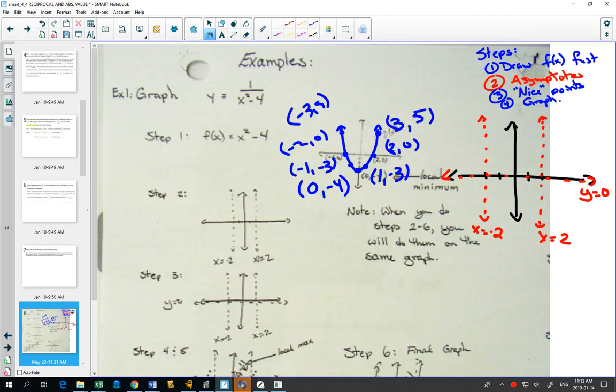I have a bunch of nice points on my original graph. What's going to happen to 0, negative 4? It's going to become 0, 1 over negative 4. The only thing that changes is your y value becomes 1 over that. What's going to happen to 1, negative 3? 1, 1 over negative 3. And negative 1, 1 over negative 3. What's going to happen to 3, 5? It's going to become 3, 1 over 5. And we'll have negative 3, 1 over 5.